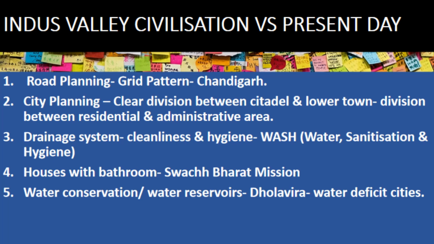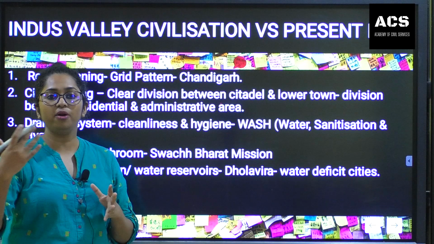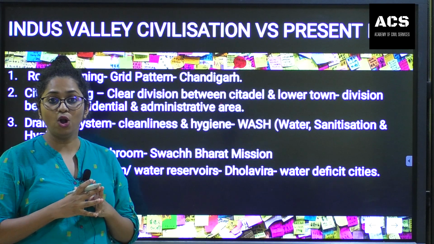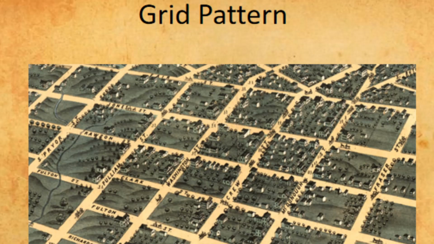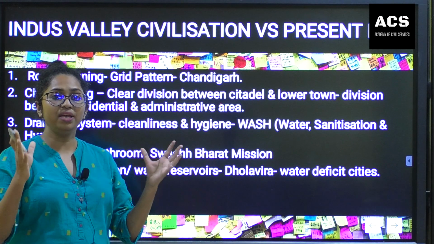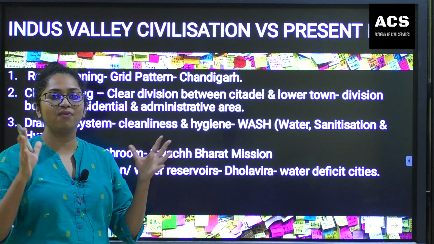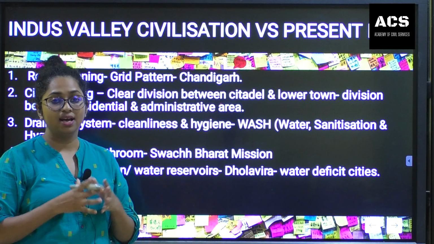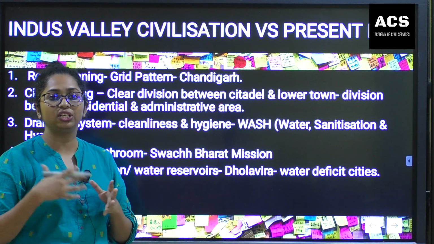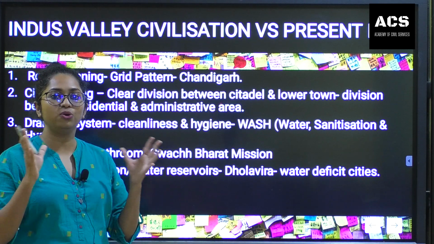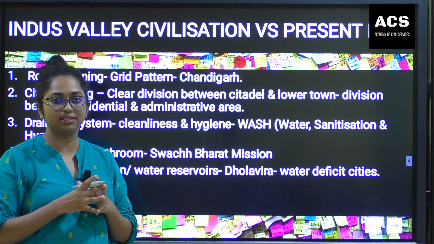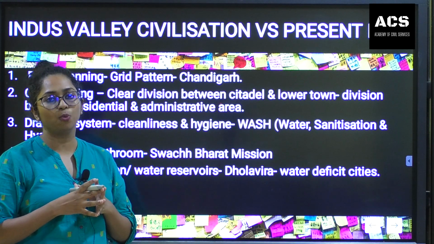The first feature we can say is the road planning. The IVC road planning followed a grid-like pattern. Grid-like pattern means roads running in the north and south directions forming a grid, and the city was divided into different grids. Nowadays, the city of Chandigarh was also designed based on the grid pattern by the designer Le Corbusier.